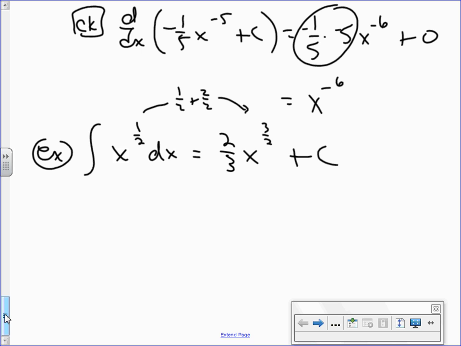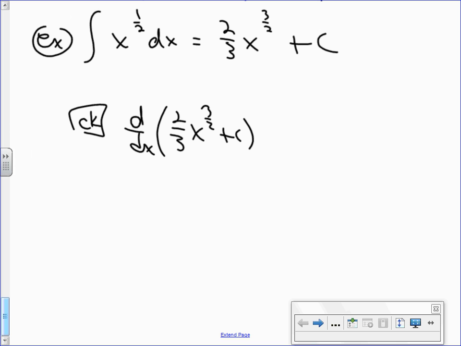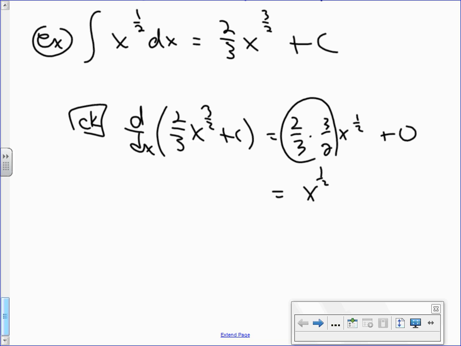And last time for the check, if I take the derivative of 2/3 x to the 3/2 plus c, so 2/3 times 3 halves x to the 1 half. The derivative of a constant is 0. These two cancel out, and you get x to the 1 half.